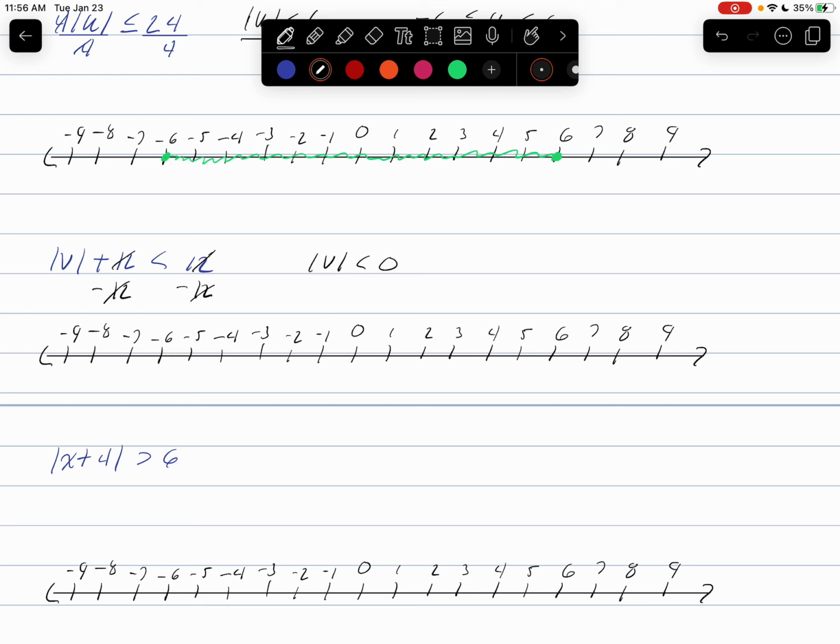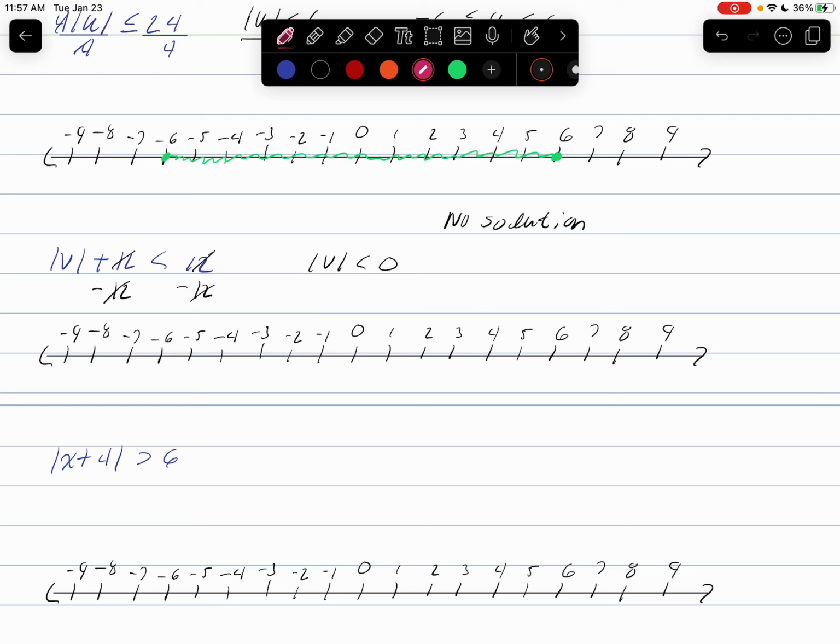Okay, so what does this mean? Well, when we say the absolute value of v is strictly less than 0, what we're saying here is we're looking for all values of v whose distance from 0 is less than 0. So we're looking for all values of v whose distance from 0 is negative. So we would actually just go ahead and say no solution here. Okay, there's no actual solution.